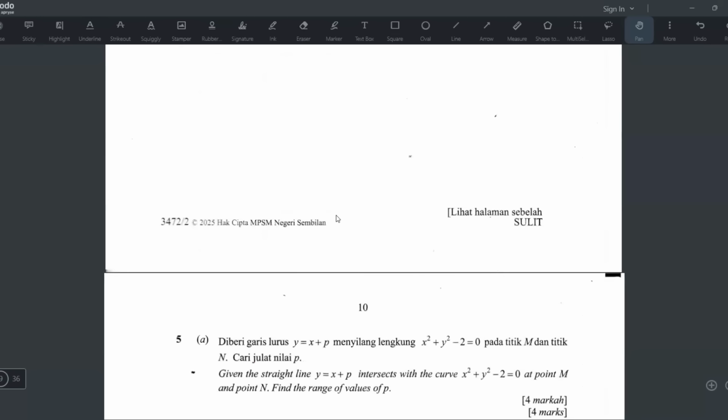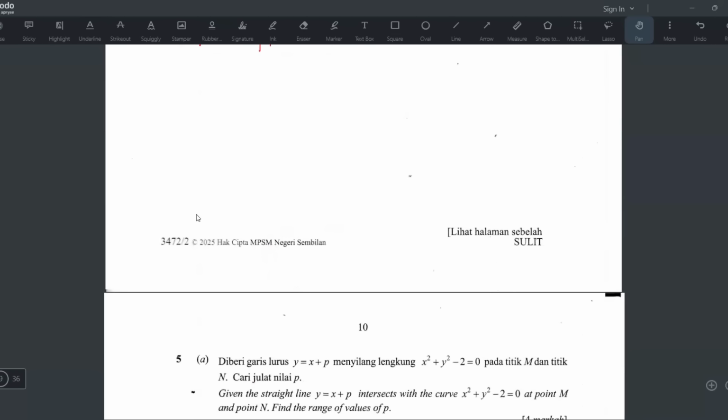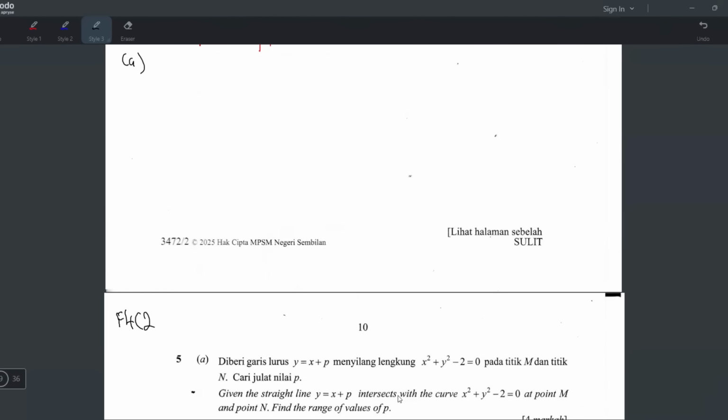Okay. For 5A, I will do it up here. What chapter is this? Quadratic. Yeah, Form 4, Chapter 2. Okay, so 5A. Given the straight line y equals x plus p intersects with the curve x squared plus y squared minus 2 equals 0 at point M and point N, find the range of values of p.